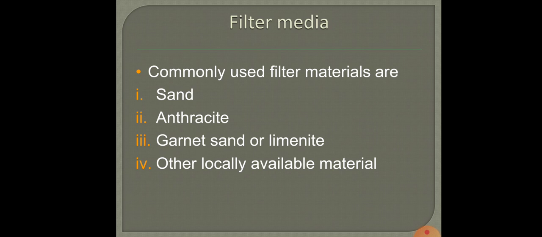So the selected filter sand, or whatever media we select, should be free from any organic matter, or from clay or vegetable or loam, etc. And also it should be uniform and of proper size. So it should not be too fine, because what happens is it will clog too fast, and it should not be too coarse either. So this is how the filter media has to be selected. These are the commonly used filter media, that is sand, anthracite, garnet sand or limonite, and also we can use other locally available material.